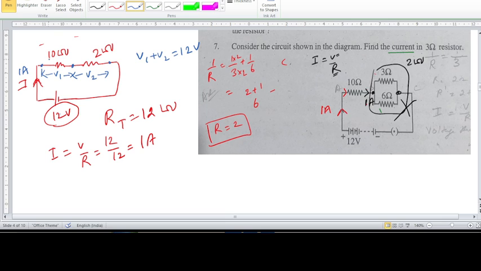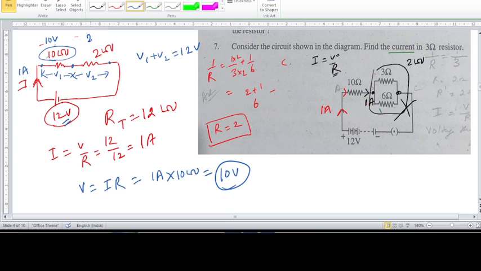So this is what I'm going to do. To get voltage, you simply multiply I with R. What is I? I is 1 ampere. Its resistance is 10 ohm. So 10 into 1 is simply 10 volt. It will consume 10 volt because 12 volt is there. How much is left? 2 volt is left for this resistance.